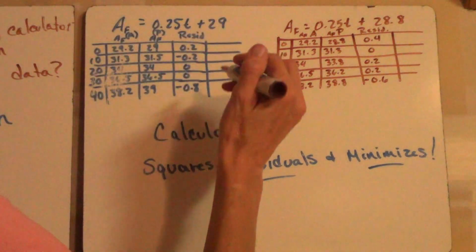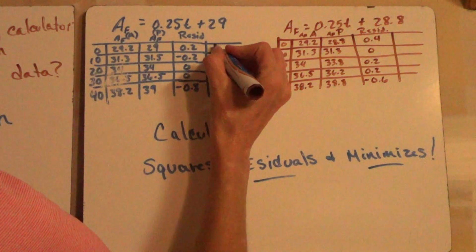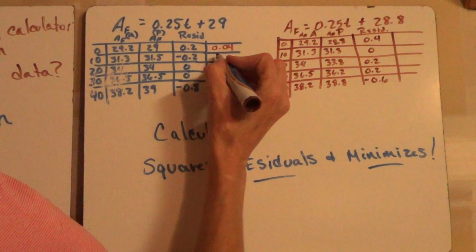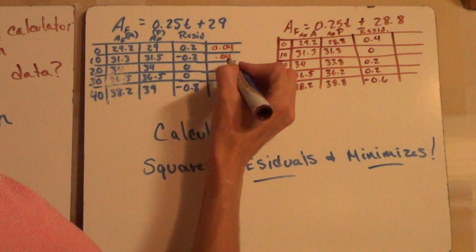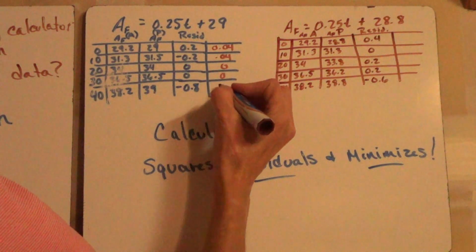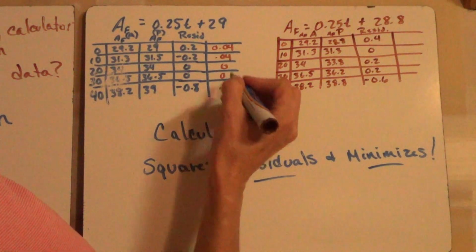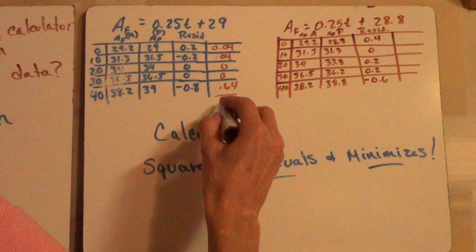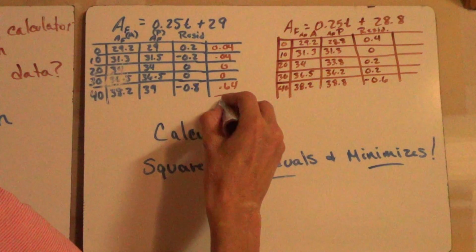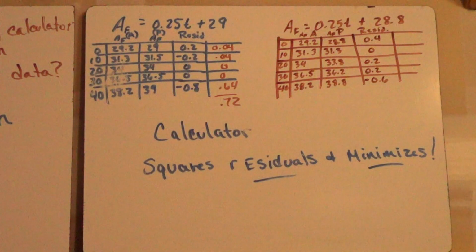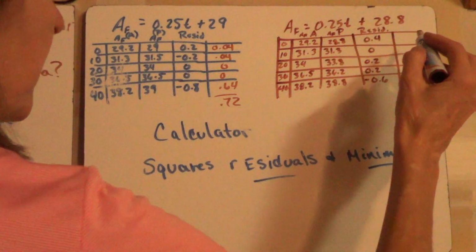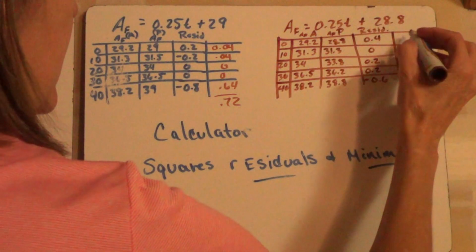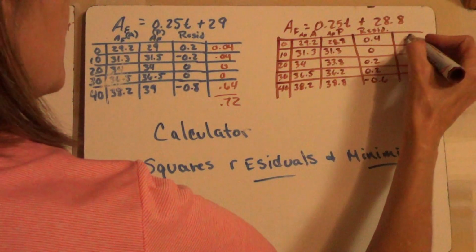It takes the residuals and it squares them. So it gets 0.04, 0.04, 0, 0, 0.64. And then it adds them up. So this one, 8 and 0.64 would be 0.72. Okay? Now, on this other person's over here, if that's what it had calculated, it would do 0.16.